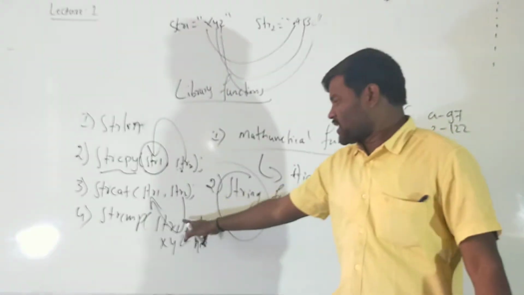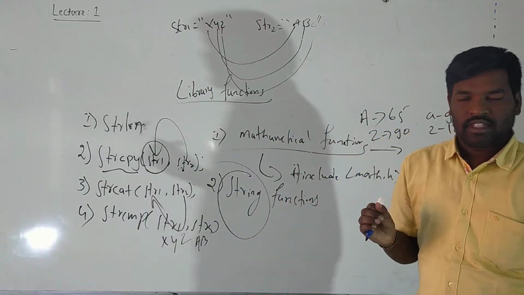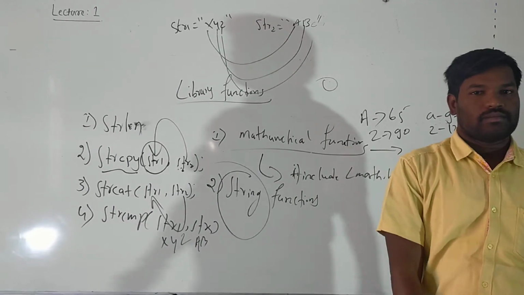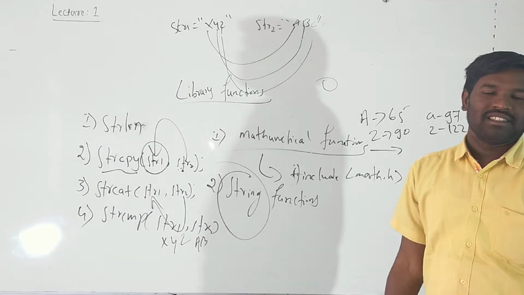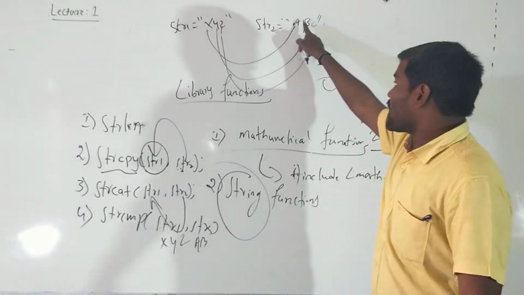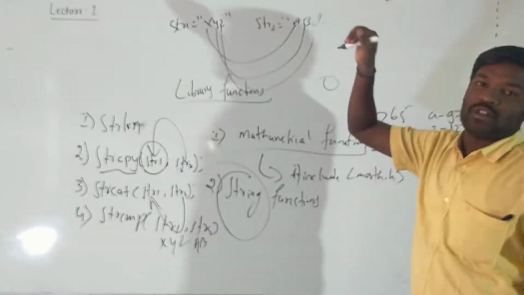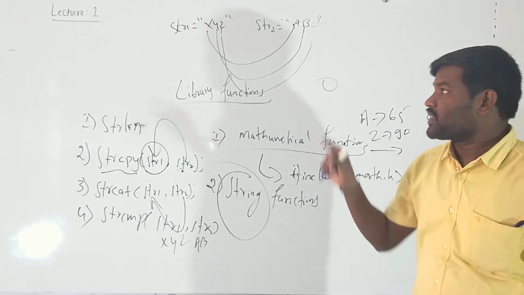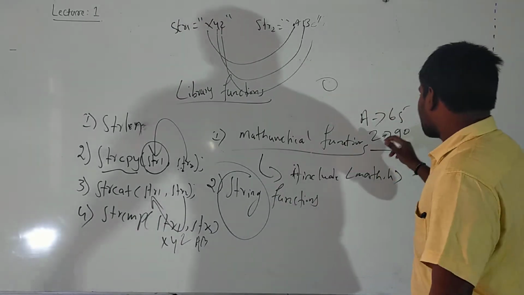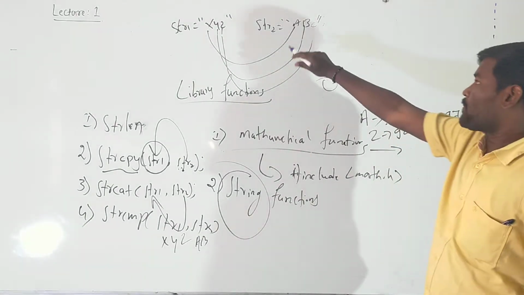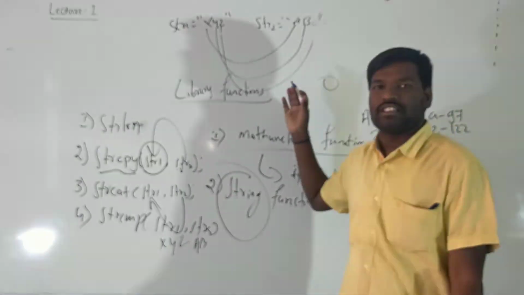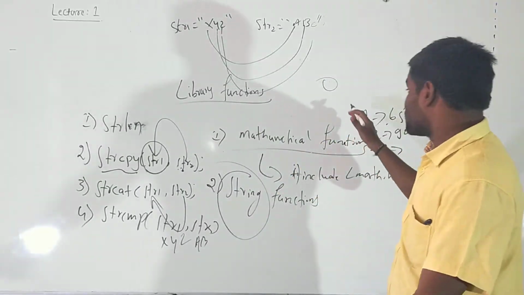See here, it will give 3 results. If both the strings are equal, the result is 0. Here str1 value is capital ABC and str2 value is also capital ABC. If you take ABC as the input value for both strings, capital A minus capital A is 0, capital B minus capital B again 0, capital C minus capital C again 0, the result is 0.